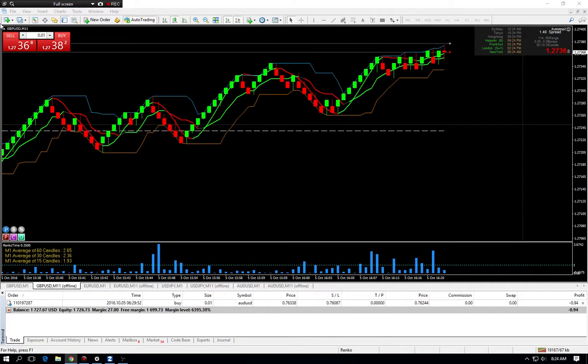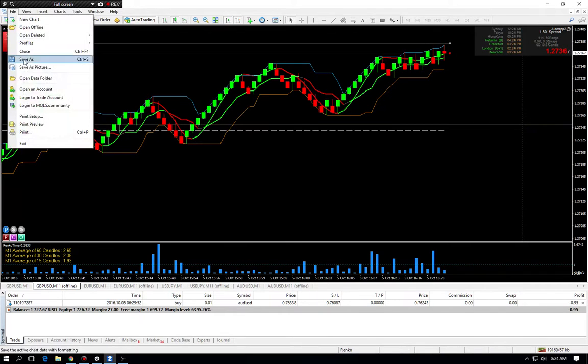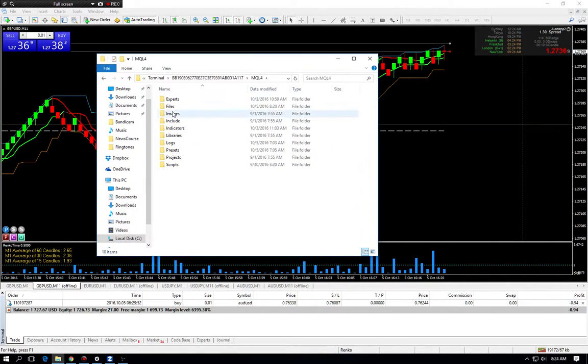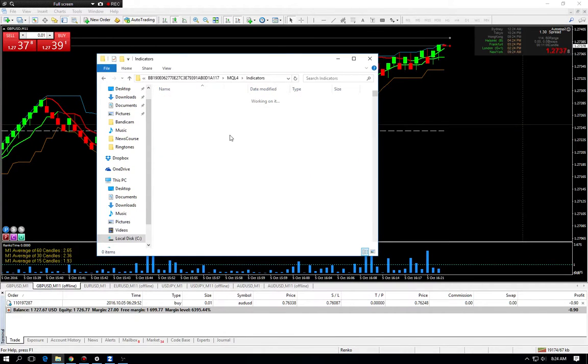Okay, so first let's get the indicators loaded in that they gave me. So file, open data folder, MQL4, indicators.